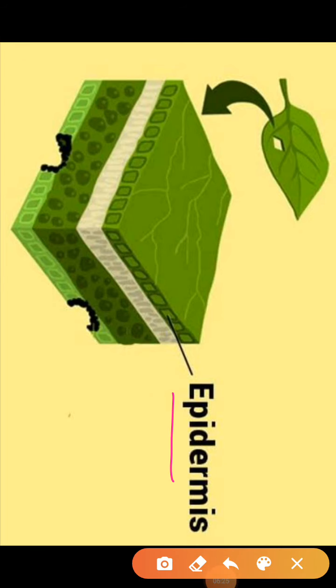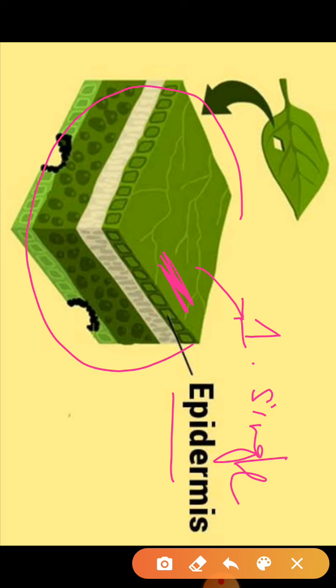Epidermis is the outermost layer. It is made up of a single layer of parenchyma cells. It is covered with cuticle. It is protective in function.